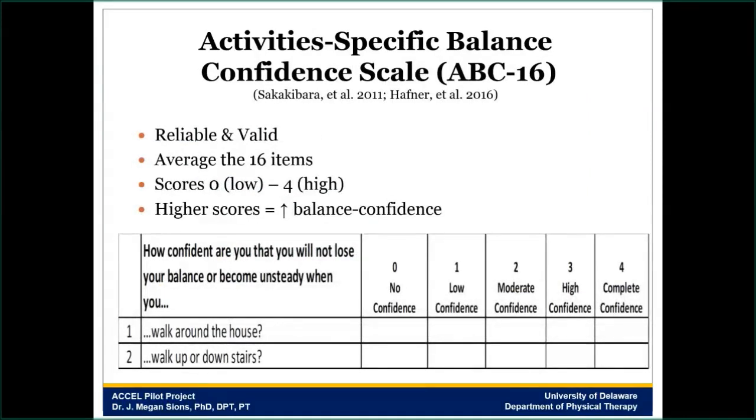So we selected for our self-report measure the activity-specific balance confidence scale. This is a 16-item scale that's reliable and valid in this patient population. You can see here that 0 is no confidence with different tasks with regards to steadiness, and 4 is complete confidence. And so higher scores indicate better balance confidence.